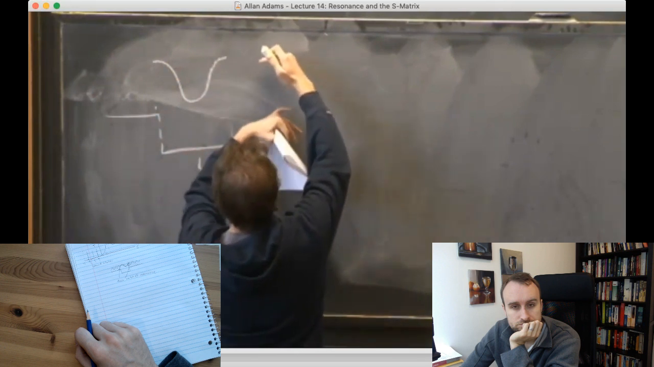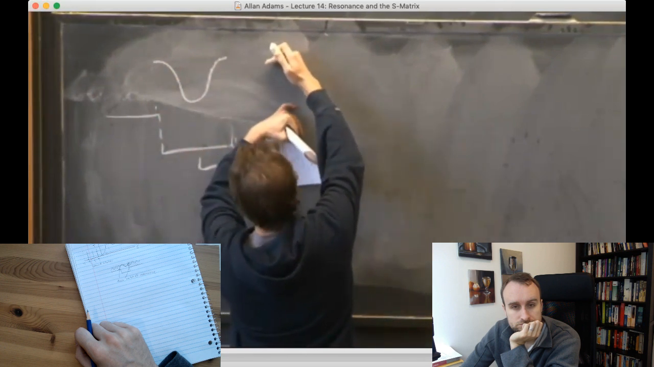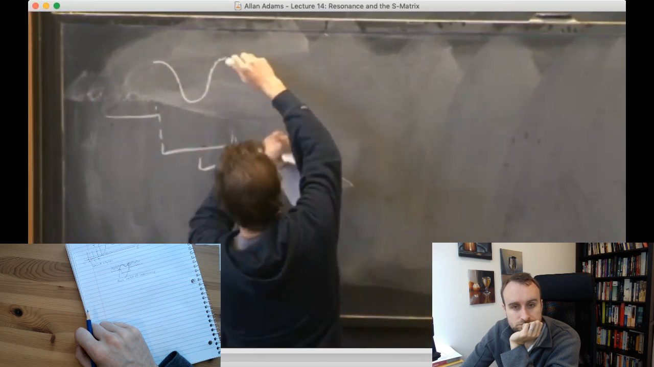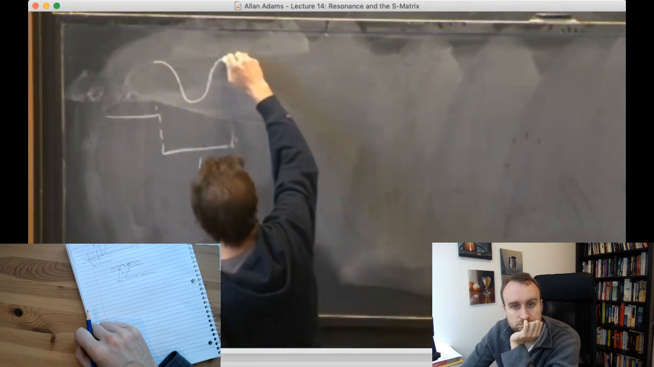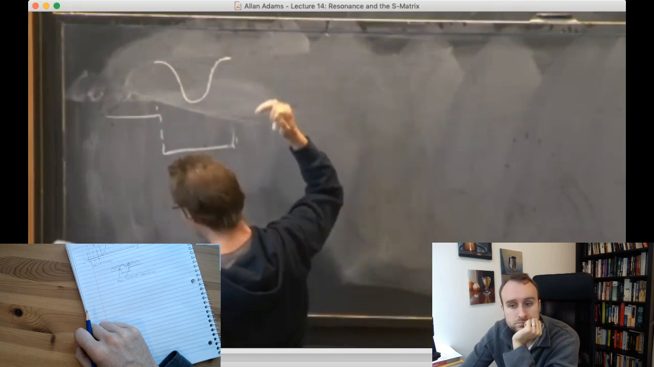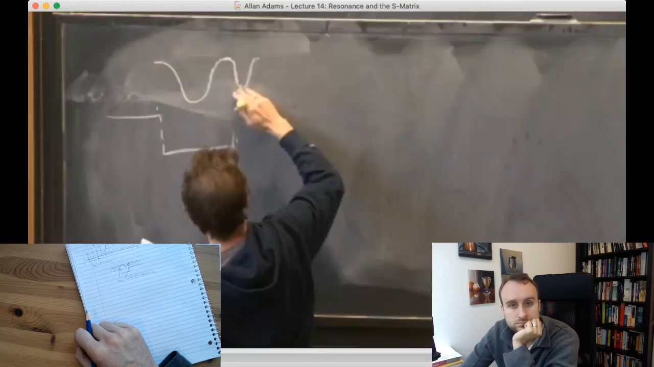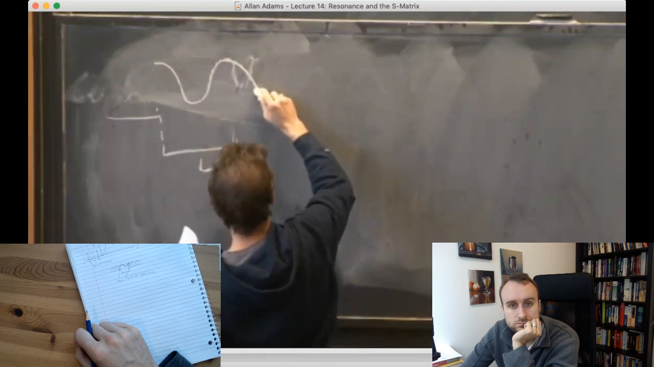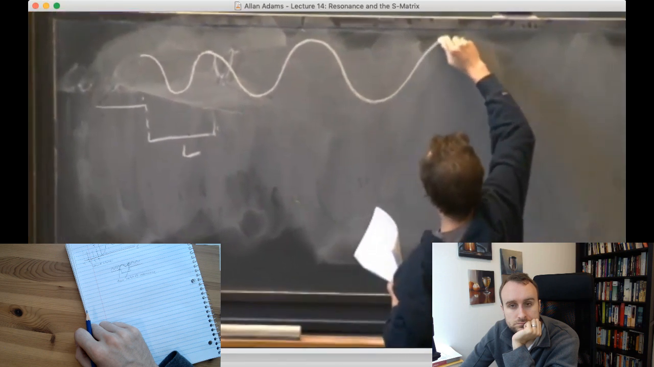So out here, the difference between the energy and the potential is less, which means the period is longer and the amplitude is greater. But the way I've drawn it, it's got a particular value. It's got zero derivative at this point. Okay, good. So there's our wave function.